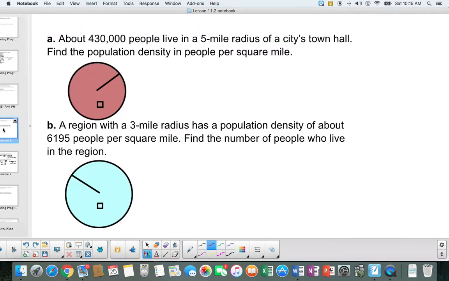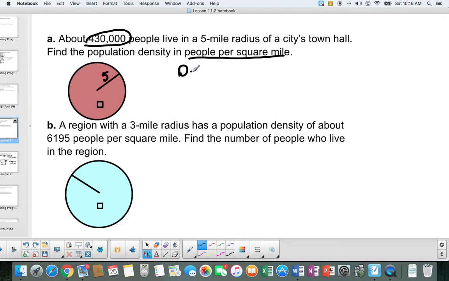All right, so here we have a circle that represents the area of a city with a 5-mile radius. So I'll put 5 right here. We know that this many people live in that entire city, and we'd like to figure out the number of people per square mile. So right here, how many people are living in each little square mile in this city?